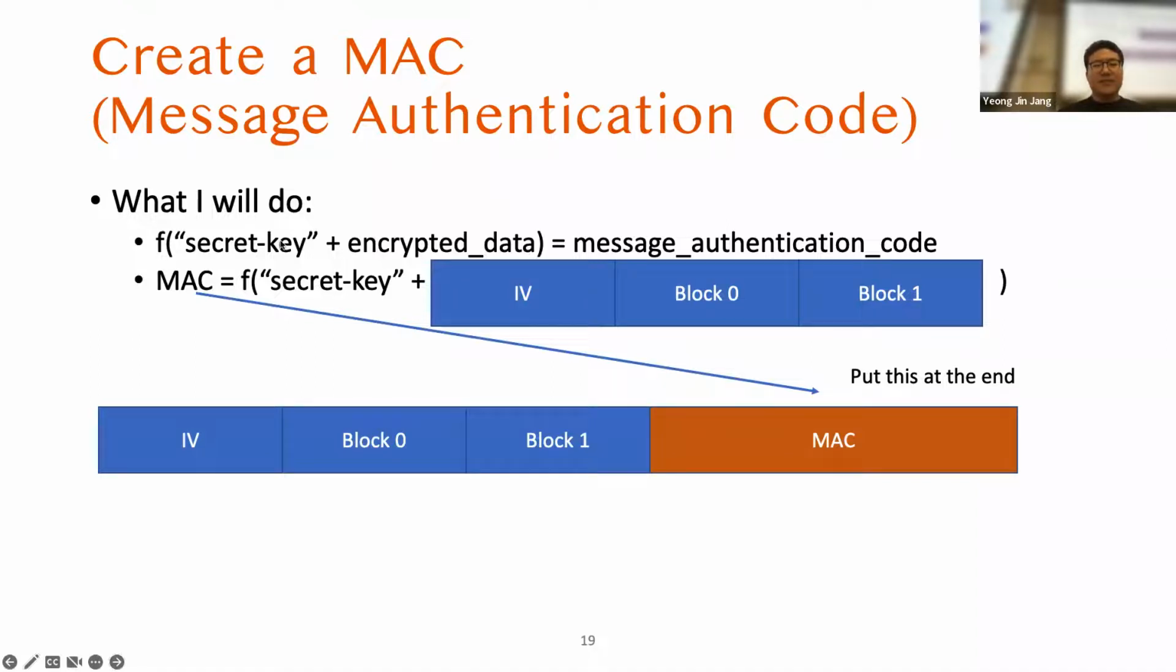I will prepare a secret key and attach the encrypted data. Then I will generate a 32-byte code by running that function, and use that as the message authentication code. Suppose there's an IV, block 0, and block 1, in a CBC case, and we have encrypted data like this. I will create the message authentication code by running the function with the secret key as a prefix, and then I will put this message authentication code at the end of the data.